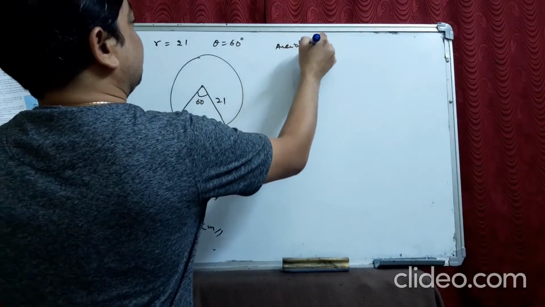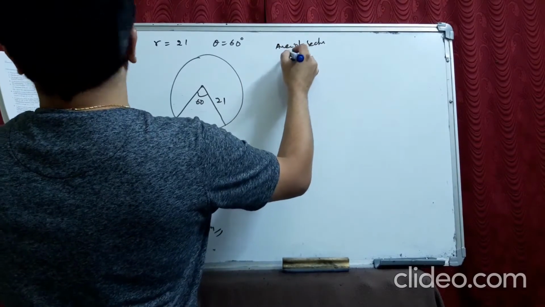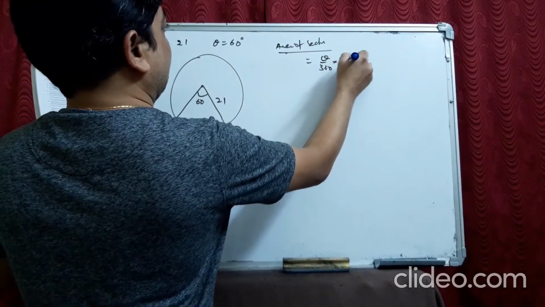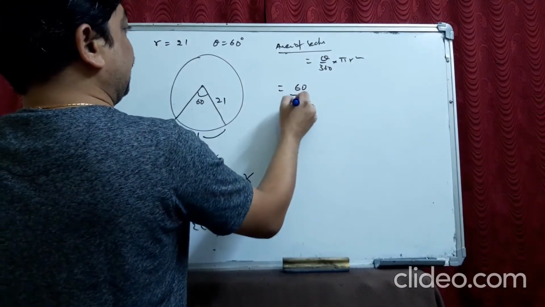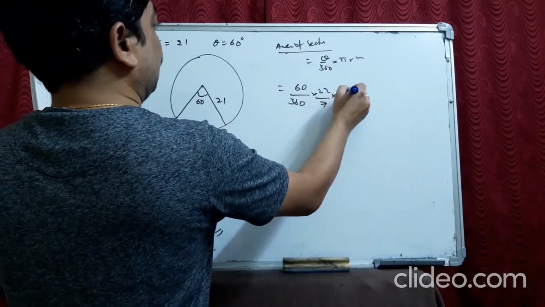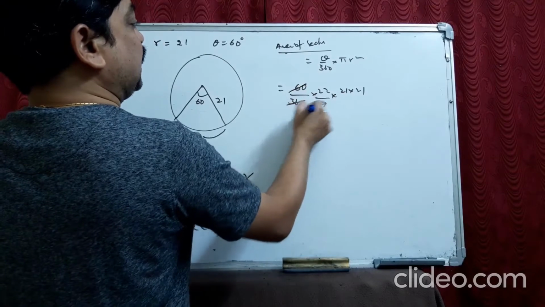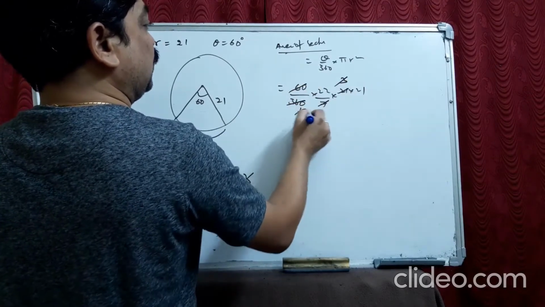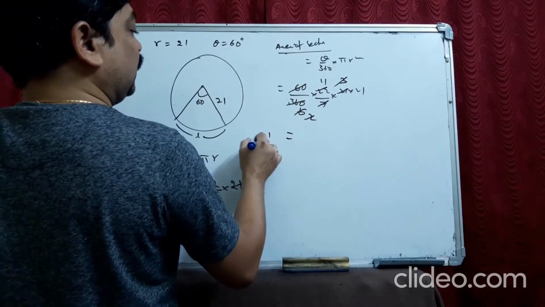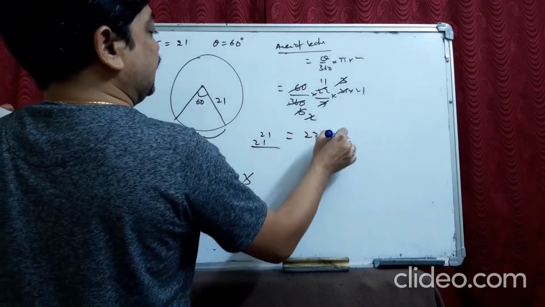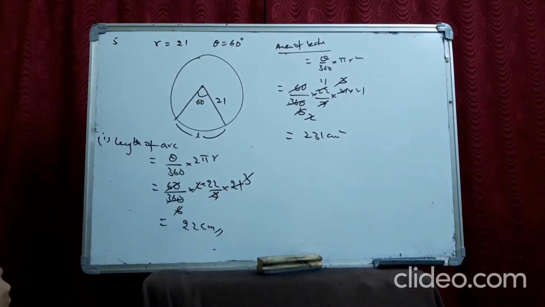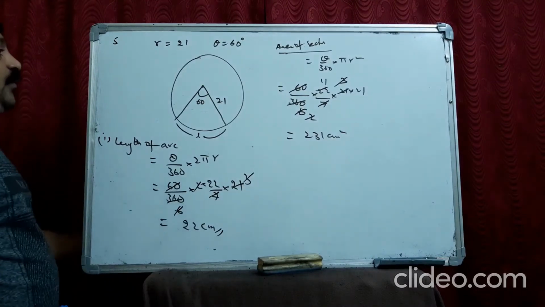Now, next one is area of the sector. Area of the sector is nothing but theta by 360 into pi r square. Theta 60 by 360, 22 by 7, R is 21, 21. 6 times, 7 3 times, 3 2 times, 2 11 times. 11 into 21, 231 centimeters square.